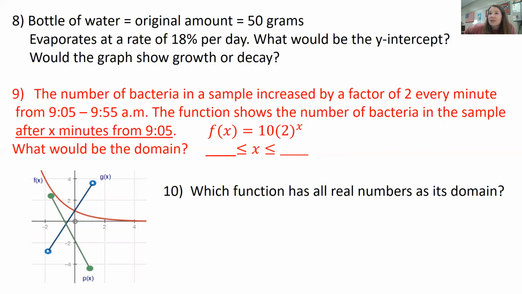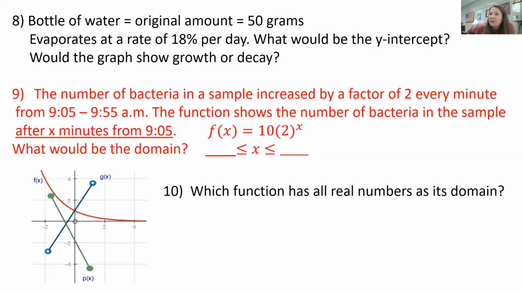And then would the graph show growth or decay? It's not really decaying, but definitely not growth, right? So it would have a negative curve to our line. All right. So the y-intercept is our initial, so 50 grams, and the graph would show decay.